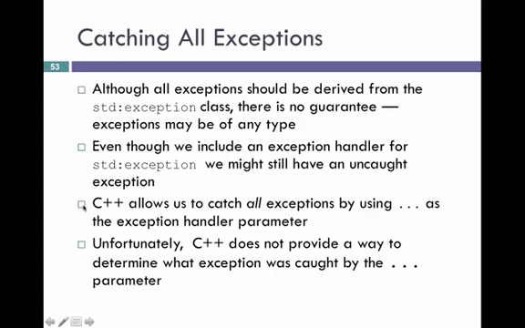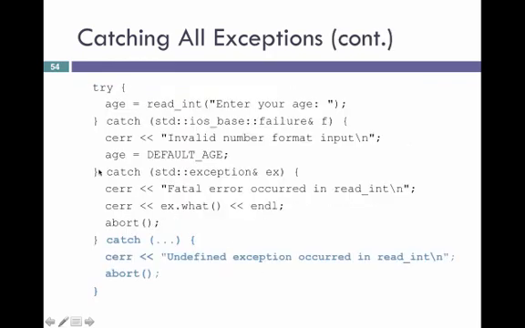You can go ahead and create your own exception class hierarchy. In that case, even if we had an exception handler that caught std::exception, we might miss exceptions that were thrown based on other types. So C++ has a catch-all expression. You can use these three dots as the exception handler parameter. C++ doesn't provide a way to determine what exception was caught by this parameter, but it does let you catch them and specify an error.